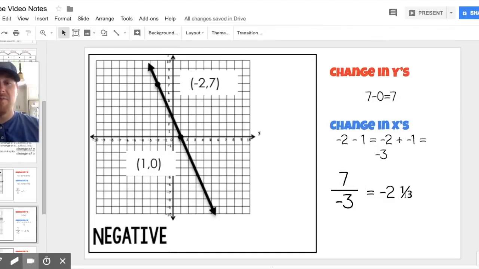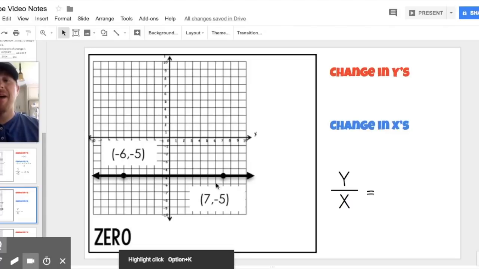It's a negative slope. This means for every -2 and 1/3 I go up, I go over 1. So this is what this means right here. It's a negative slope, okay?